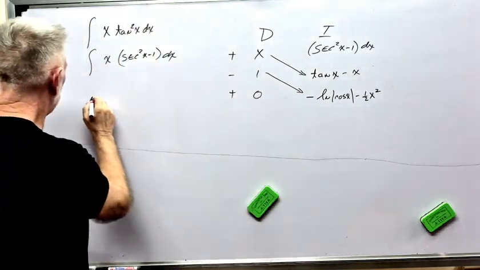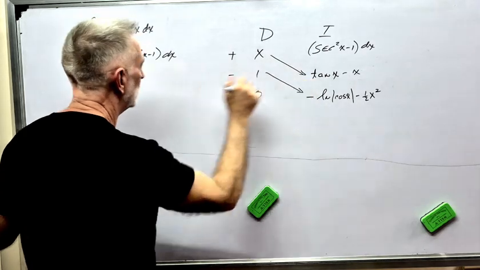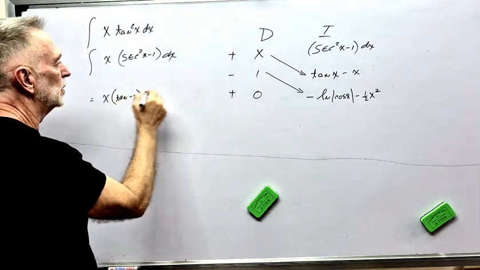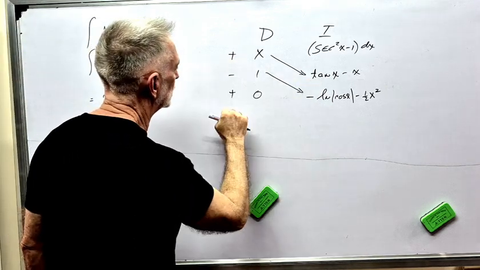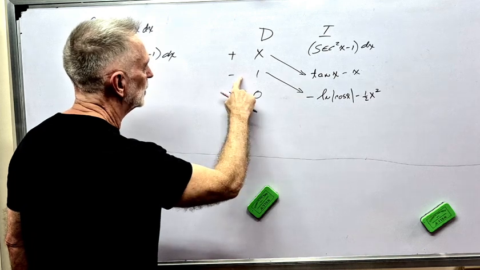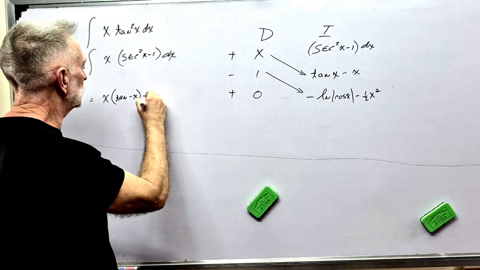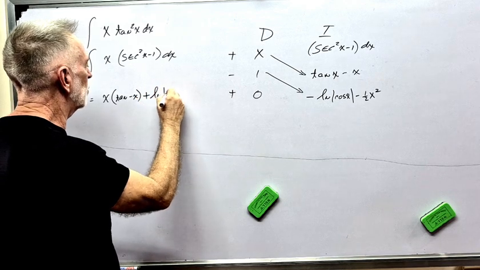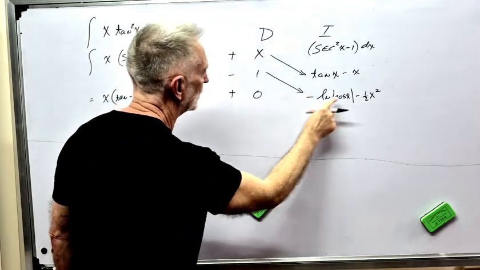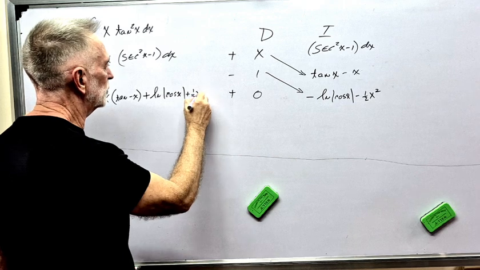So what do we have here? We have x times tangent x minus x. That's a positive and a positive. Now we have minus 1 times, so a negative 1 times negative natural log cosine x is a positive natural log cosine x. Then a negative times negative, so it's plus 1/2 x squared.